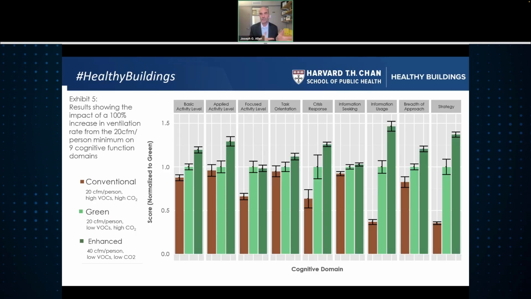Controlling for other factors, we see that across 9 cognitive function domains, when we provide a better indoor environment, better ventilation, and lower chemical load, people perform better on these tests of higher order cognitive function. How do they seek out and utilize information? How do they respond during a crisis? How do they orient themselves to different tasks? How focused can they be on the task at hand? So this is an interesting finding, but then the question is, does this hold outside of a laboratory?